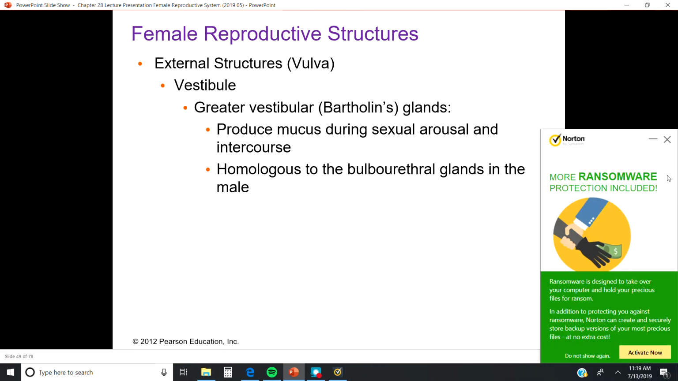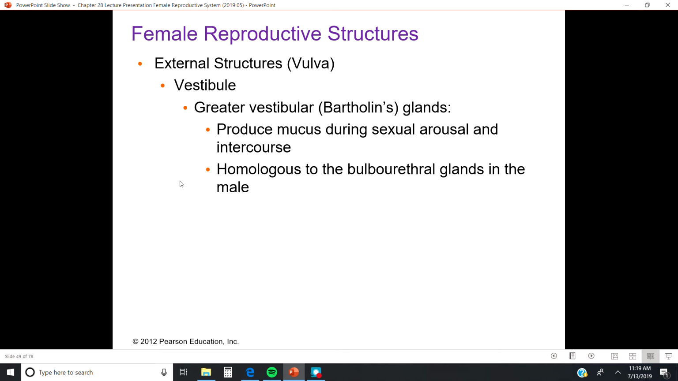There are other glands known as the vestibular glands. There's lesser and greater vestibular glands. They kind of do the same thing. The greater vestibular glands, a lot of times in gynecology, are known as the Bartholin's glands. Sometimes the Bartholin glands will get an infection, and the gynecologist will have to excise that cyst and clean out that gland. Sometimes that happens.